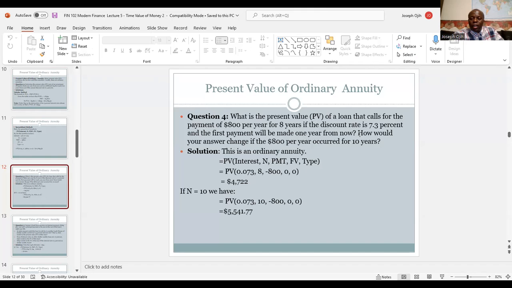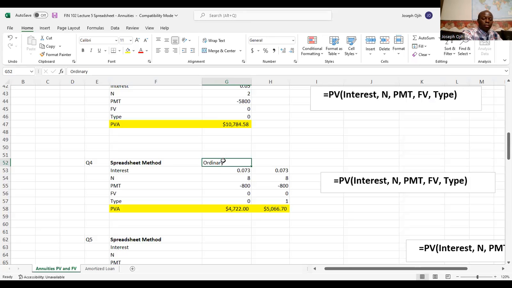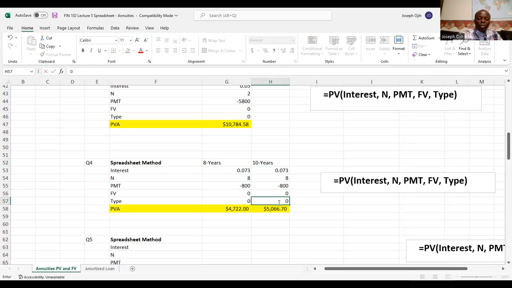The other question they asked us is how the answer will change if the payment occurred for 10 years. In that case, you will have it here. So this one is for 8 years. This one is for 10 years. So let us return it to a regular, ordinary annuity. The thing that we need to change is the years. Change this to 10.